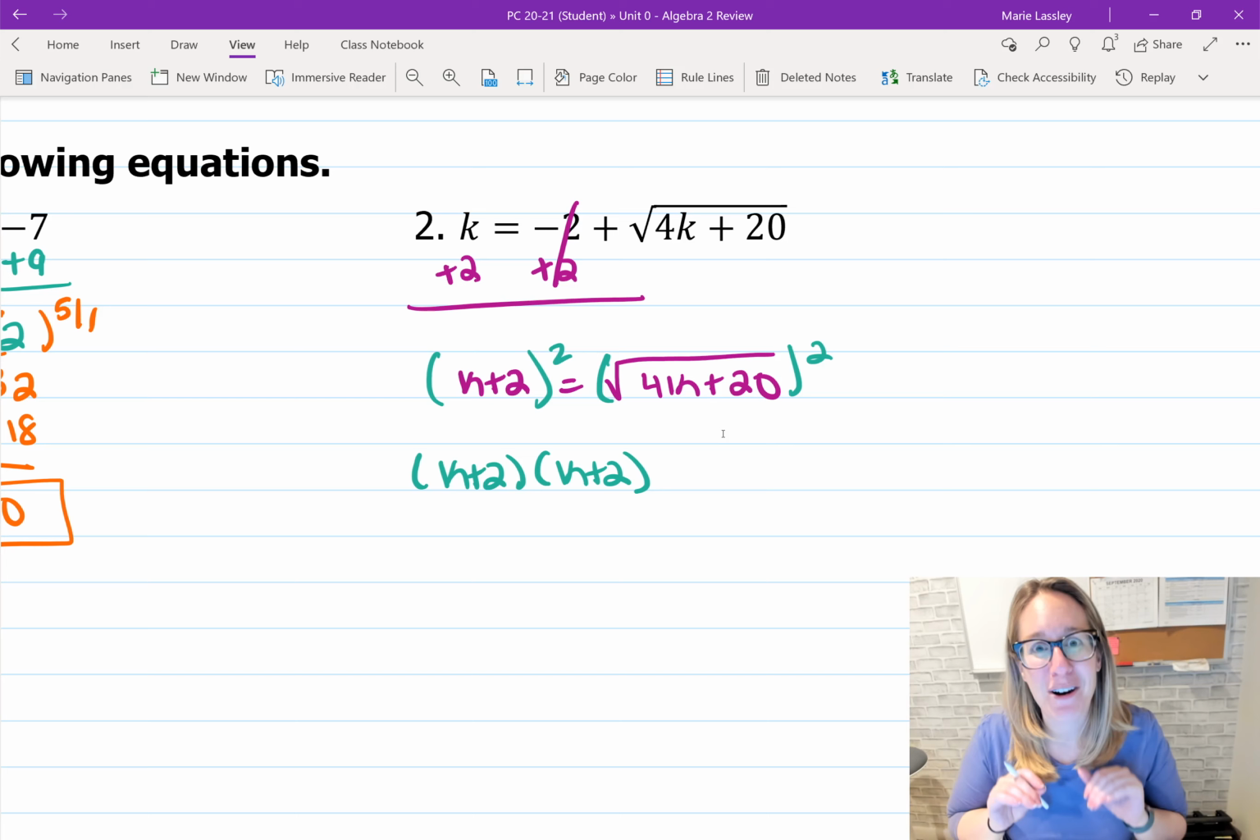Now what we have to do, like I said, is we're going to go ahead and FOIL: first, outer, inner, last.